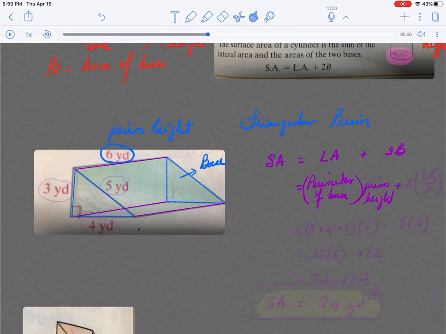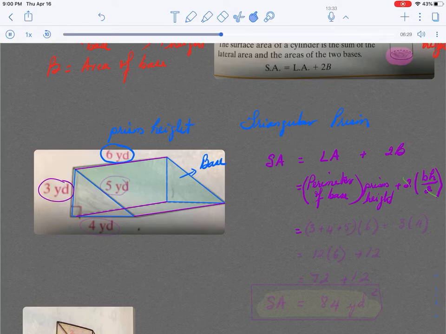I'm going to add 2, and then the area of the base. In this case, the area of a triangle. Triangles will have base times height divided by 2. Let me simplify it further. I'm going to cancel that 2 out. So I'm going to have base, in this case, is 3.